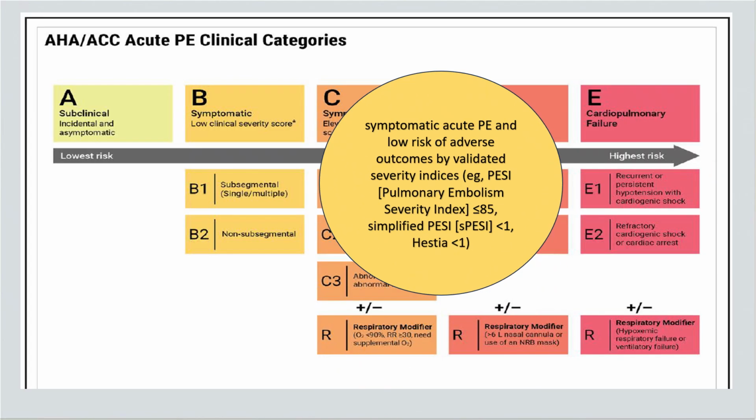So what they say, a patient who presented with pleuritic pain after hip replacement, but all the scores like PESI less than or equal to 85, simplified PESI less than 1, HESTIA less than 1, but he is found to have a right lower lobe pulmonary embolism and there is no RV enlargement on CT. This comes as category B2.